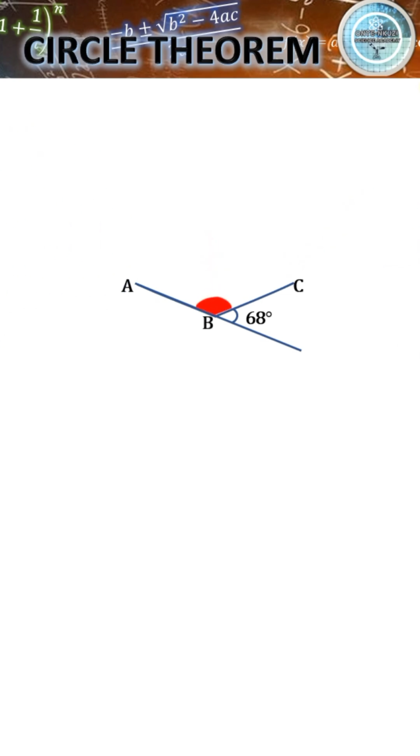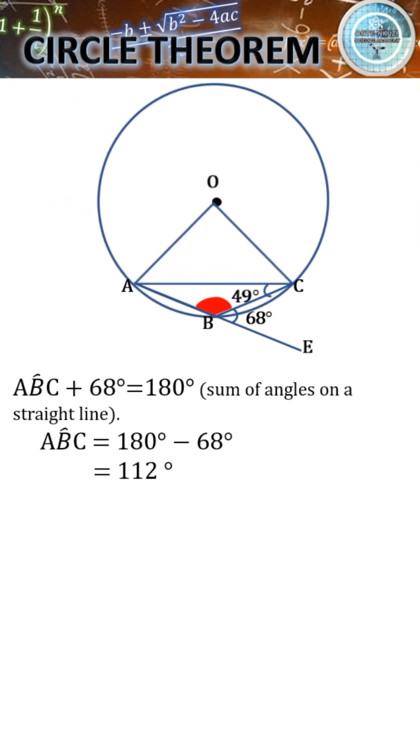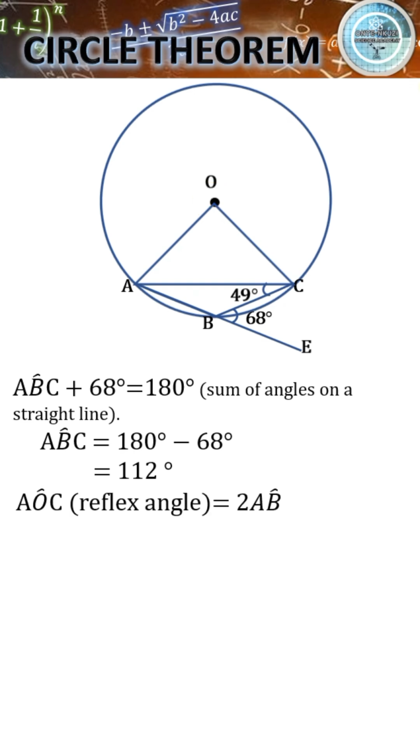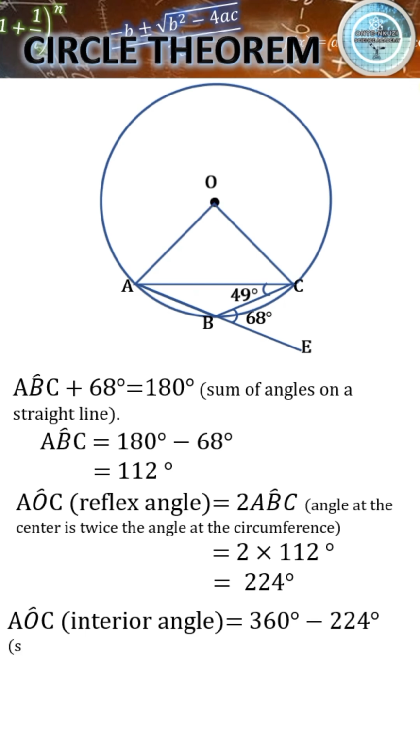ABC plus 68 equal to 180, sum of angles on a straight line. Then we have ABC equal to 180 minus 68, which is 112 degrees. Then we'll solve for AOC reflex, which is 2 times ABC. So that will be 2 times 112, which is 224 degrees. Then we'll get the angle AOC interior using the sum of angles at a point. 360 minus 224, we have 136. That's it for question 1.